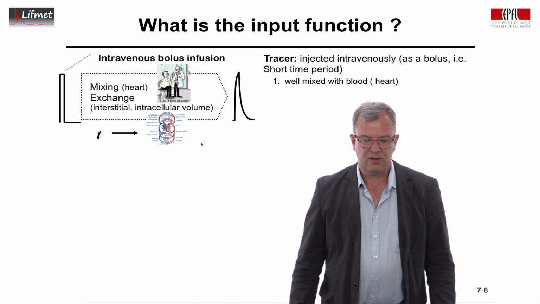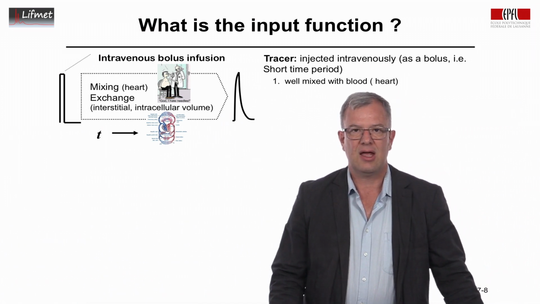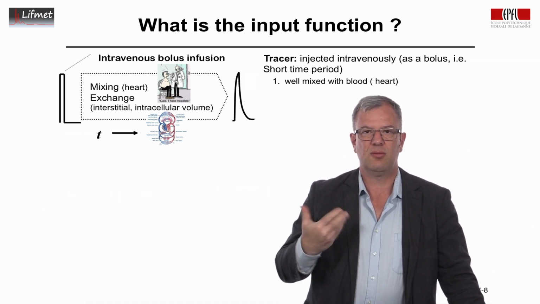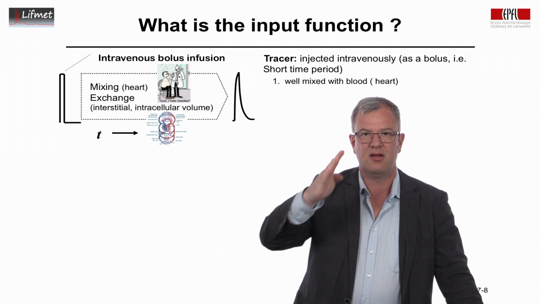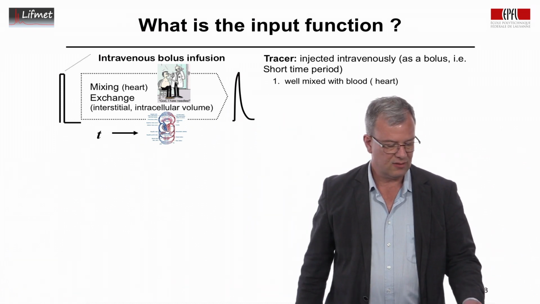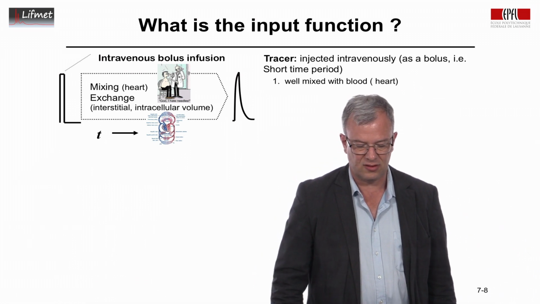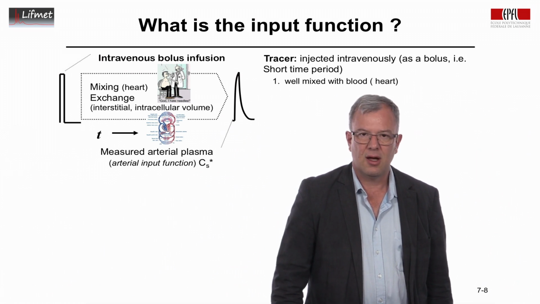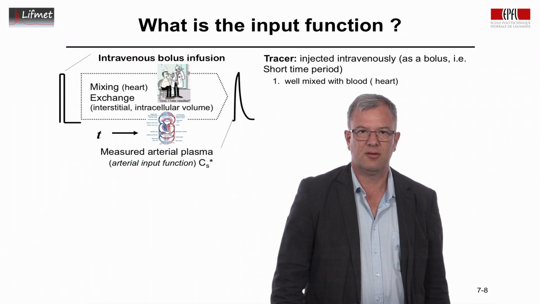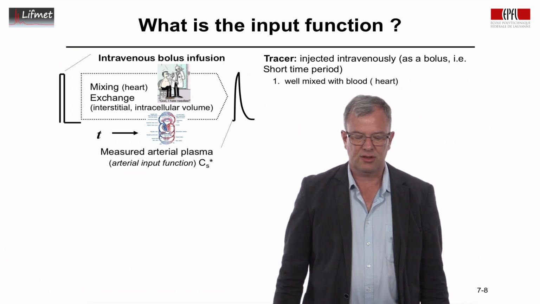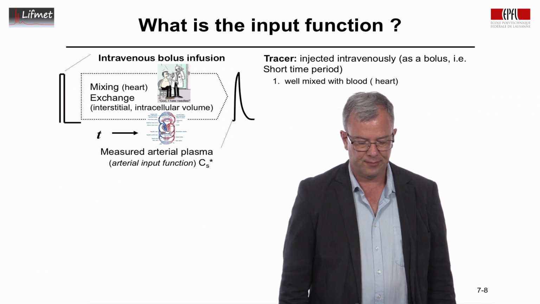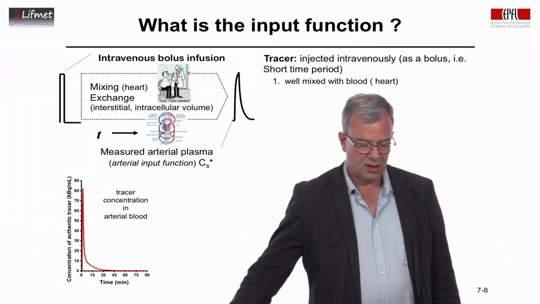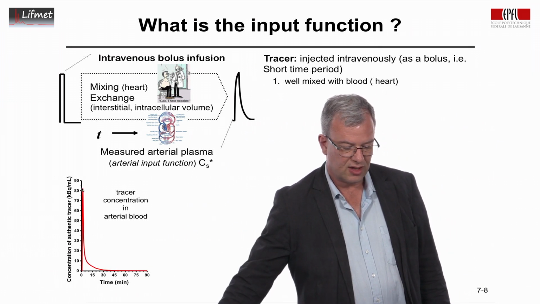As a result of this process, instead of getting a bolus where the tracer is very high for a short time and then again zero, what we'll see in the blood is a rapid rise of the tracer and then a relatively slow decay, so dispersion due to these mixing processes. And that's what is then measured typically in the artery. It's the measurement of the tracer in the arterial plasma, and this is what we call the arterial input function, or CS star.